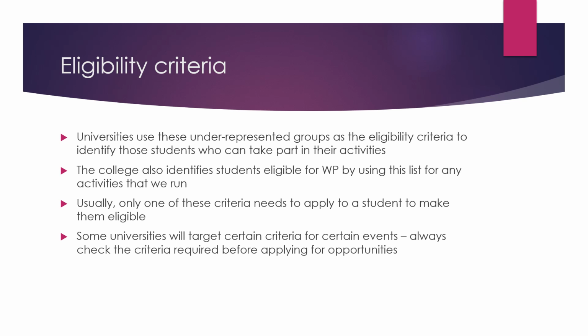So universities will use these underrepresented groups as the eligibility criteria to identify those students who can take part in their activities. The college also identifies the students eligible for WP by using this list for any activities that we run. Usually only one of these criteria needs to apply to a student to make them eligible. But some universities will target certain criteria for certain events. Always check the criteria before applying for these opportunities.